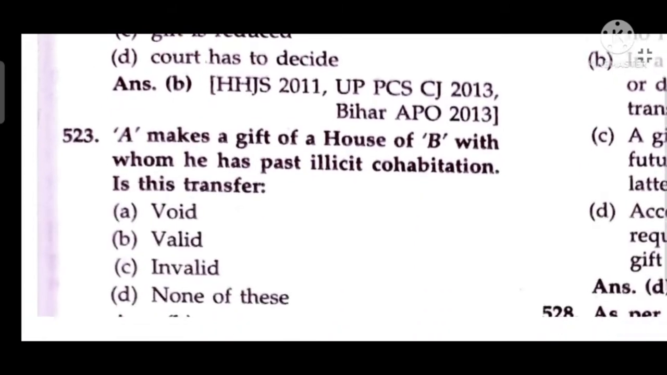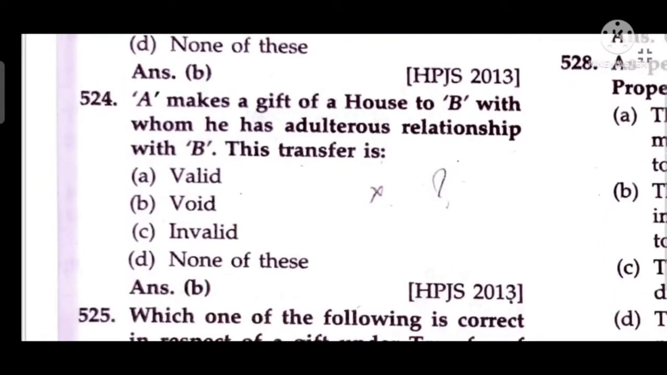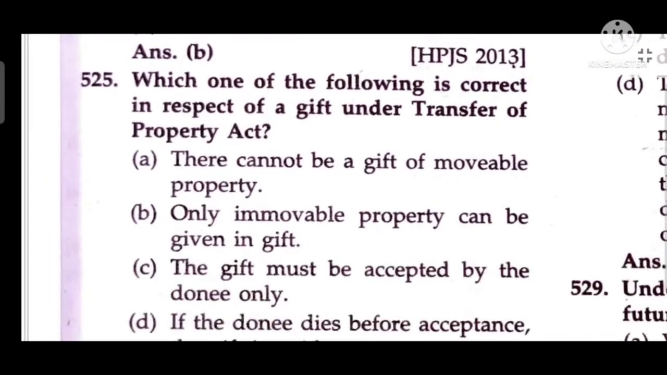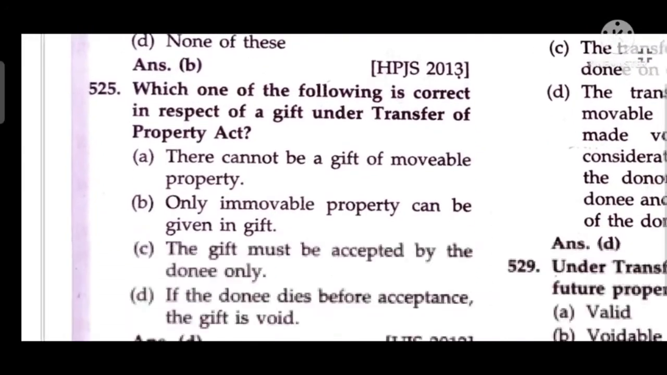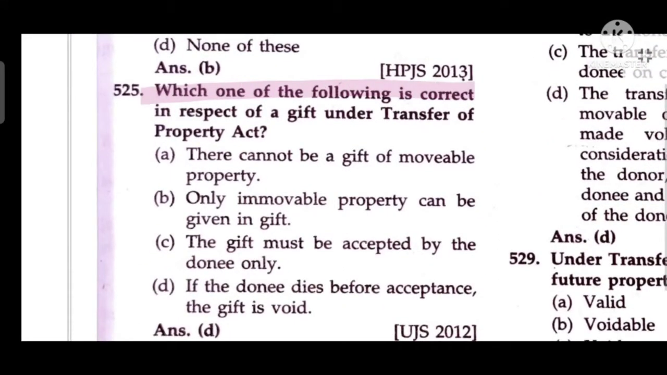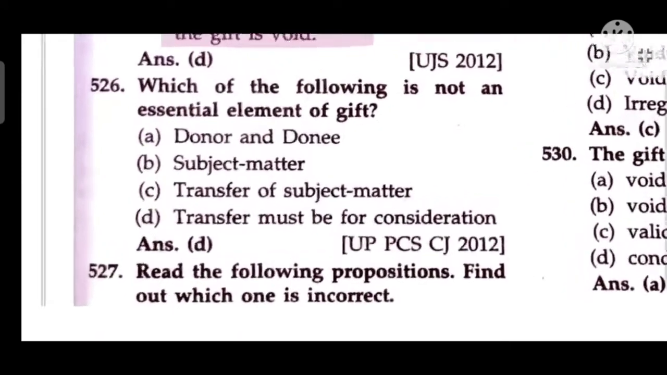A makes a gift of a house to B with whom he has passed illicit cohabitation. The transfer is valid. A makes a gift of a house to B with whom he has an adulterous relationship. The transfer is void. Which one of the following is correct in respect of a gift under the Transfer of Property Act? If the donee dies before acceptance of the gift, the gift is void.